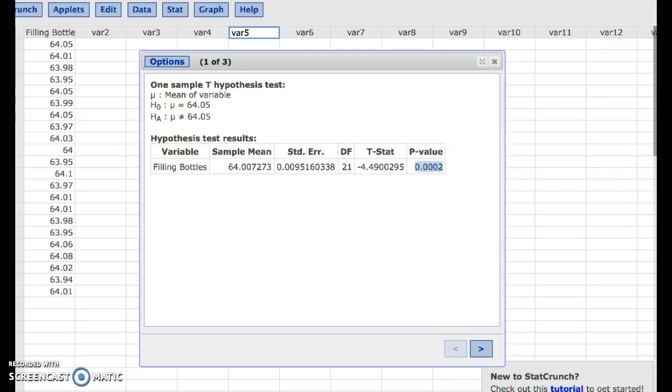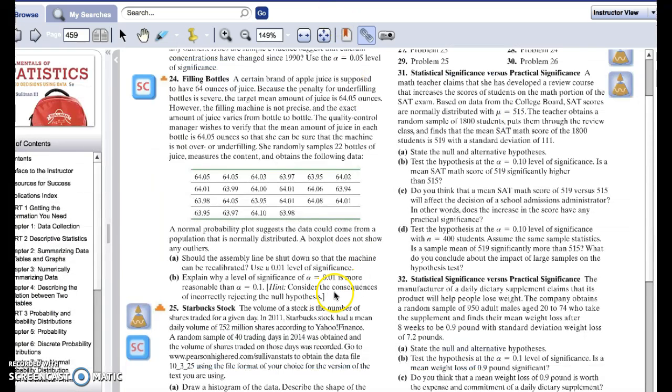So, going back to our ebook here, it says, consider the consequence of incorrectly rejecting the null. If you reject the null, you're going to fix the machine. If you incorrectly reject the null, it means you stop and fix the machine when it really didn't need to be fixed. So what happens there?